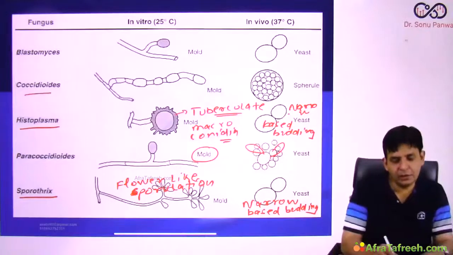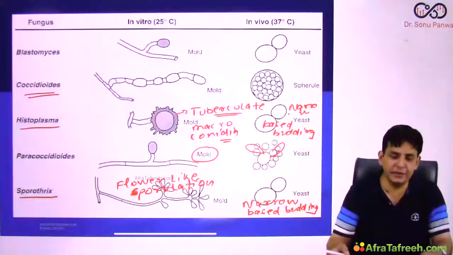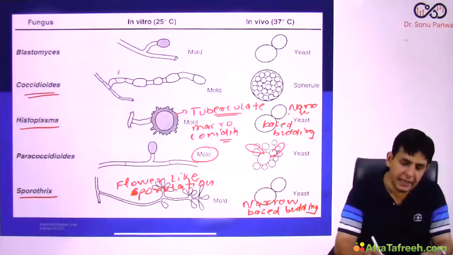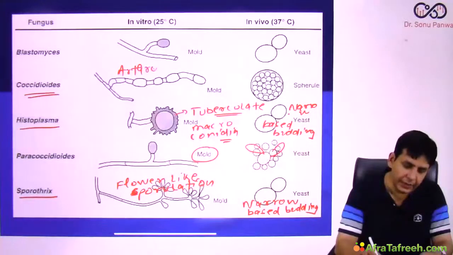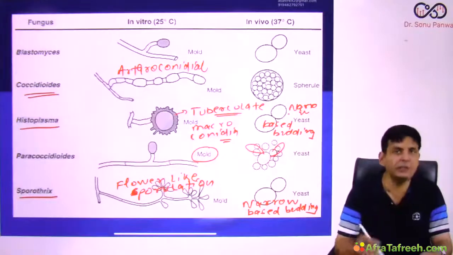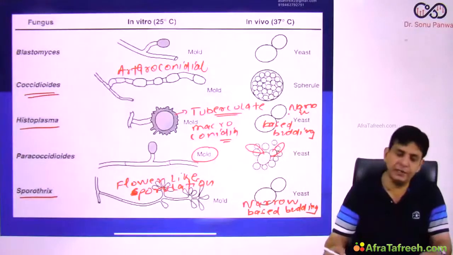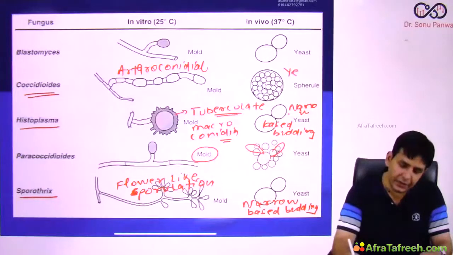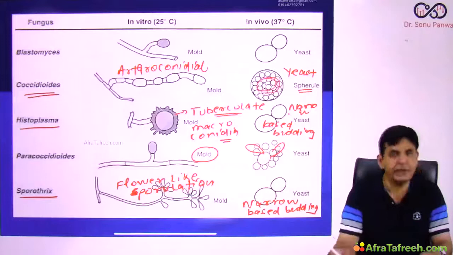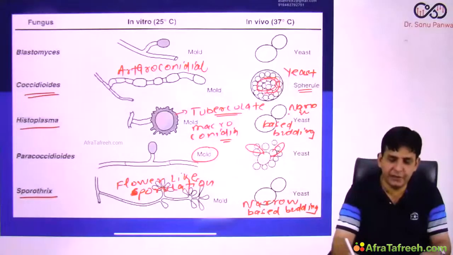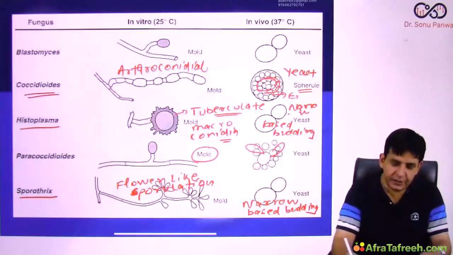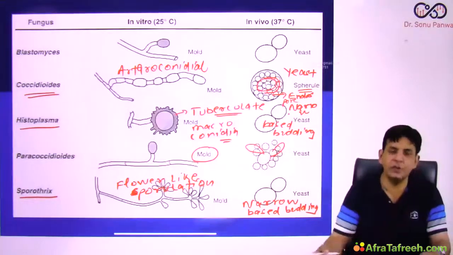Now talking about the Coccidioides, that is coccidioidomycosis, this is termed arthroconidial arrangement. Okay, arthroconidial arrangement, mold form at 25. And the yeast form exists in the form of a spherule, which is having inside what? Endospores. It is having a spherule, and within that what is present? Within that present is endospores. So that also you need to remember.